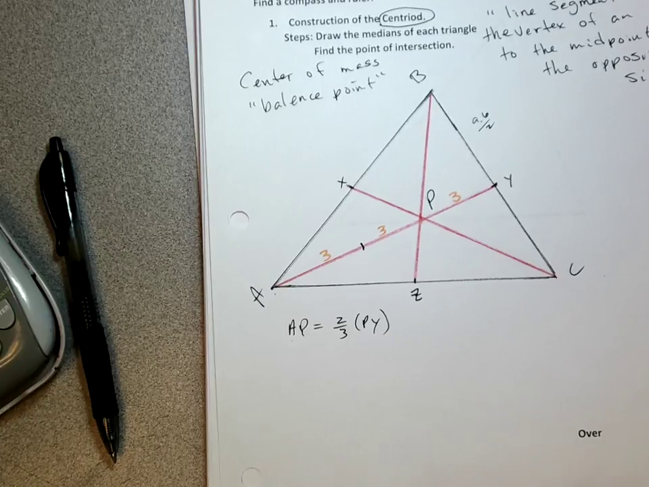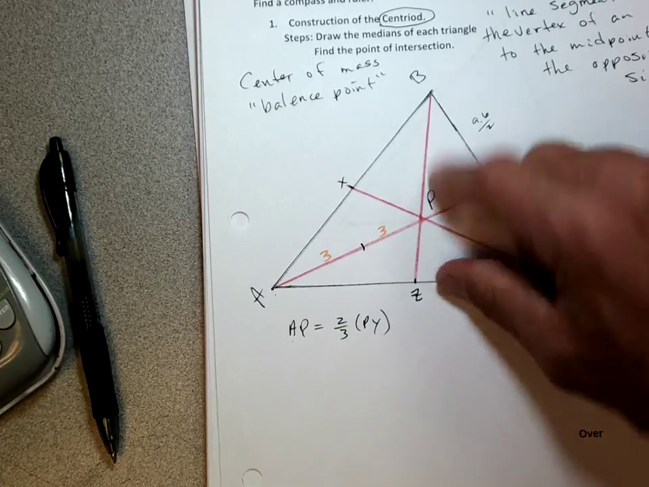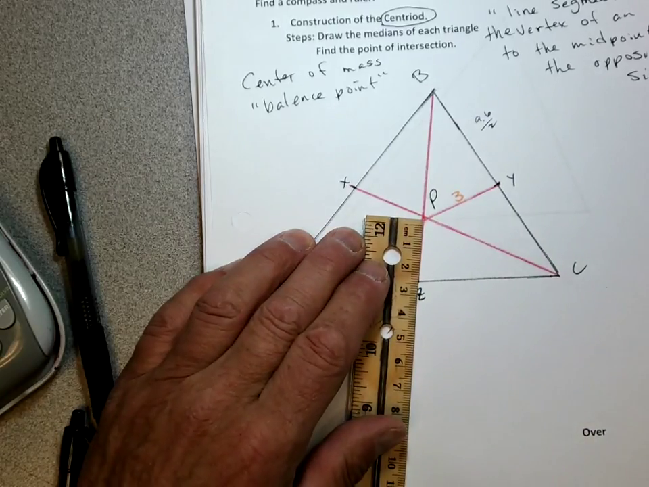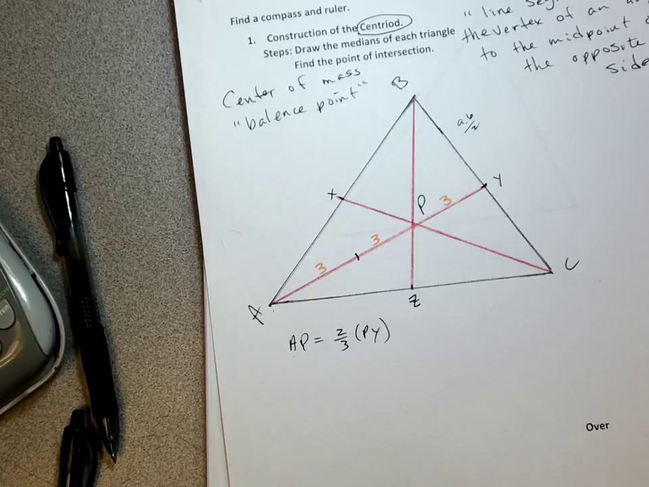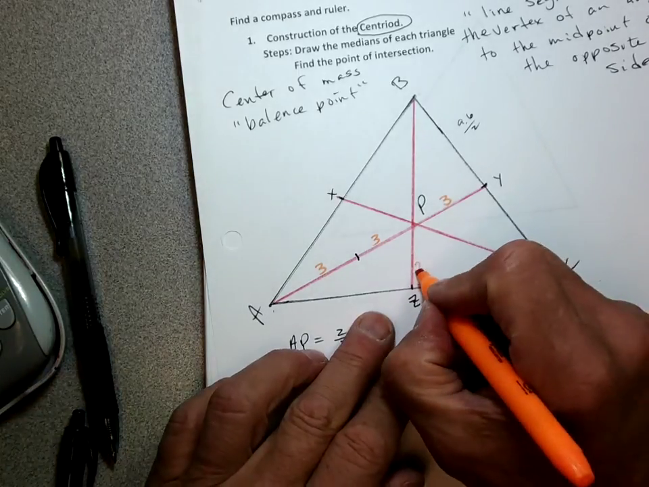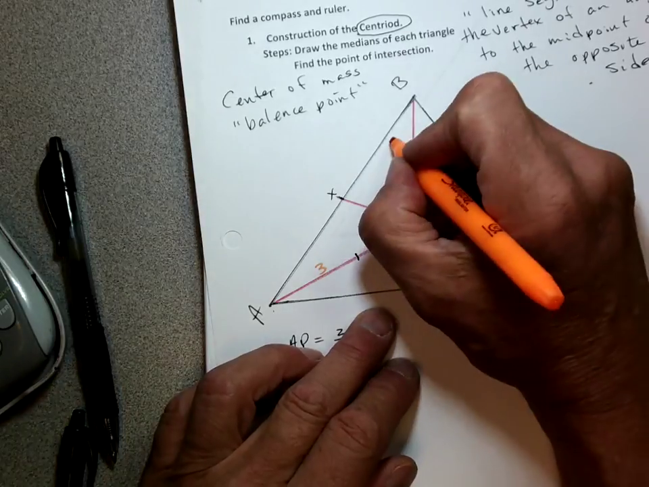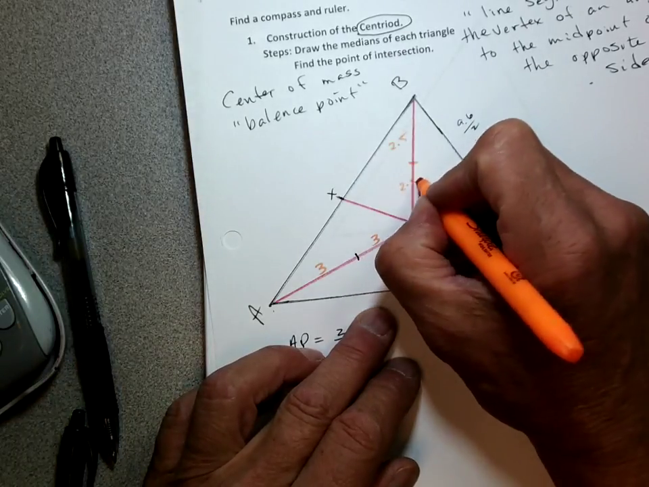Okay, it really breaks it into thirds, okay? And the same thing is true here. If I were to measure this, and this is about 2.5. It's about 2.5, 2.5. So this would have to be 5, right? This would be 2.5 and another 2.5. See how that works? Right?